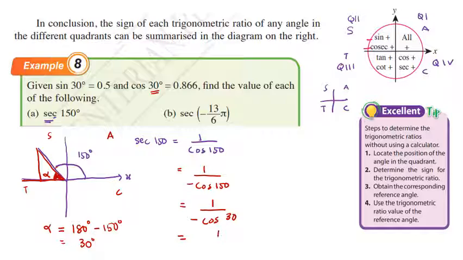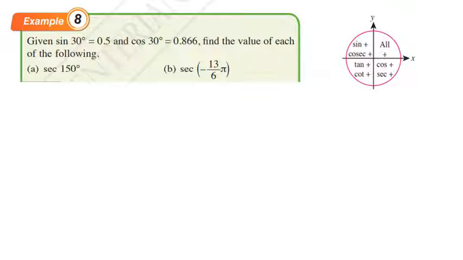So, 1 over cos 30 is a negative 0.866. Okay, so kira dekat teacher you akan dapat apa? Negative 1.155. Okay, senang kan? Okay, how about B? Okay, we try for B.